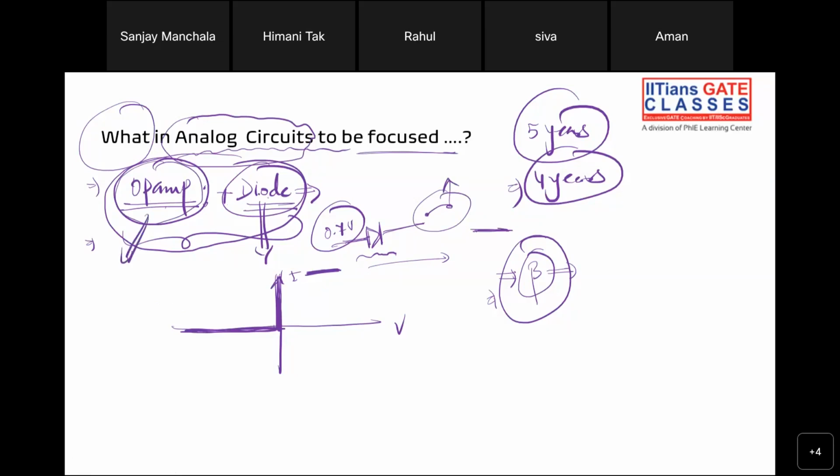So when you connect diode plus op amp, what is the overall name of the circuit, guys? Can somebody tell me? Op amp plus diode means what? What is the name of this circuit? This is known as the ideal diode, right? Ideal diode.